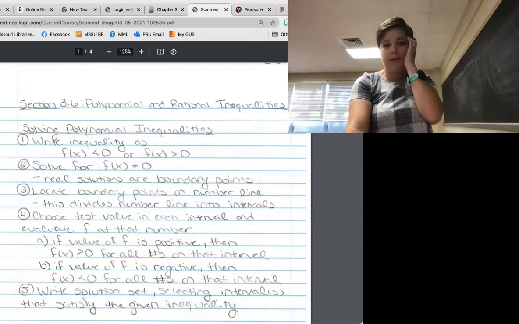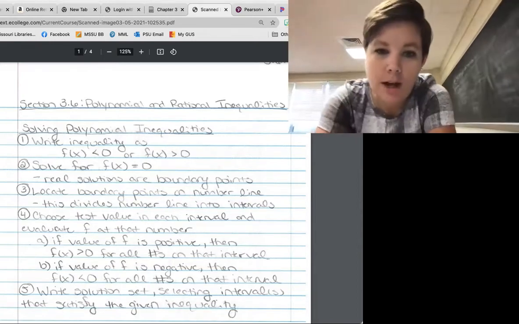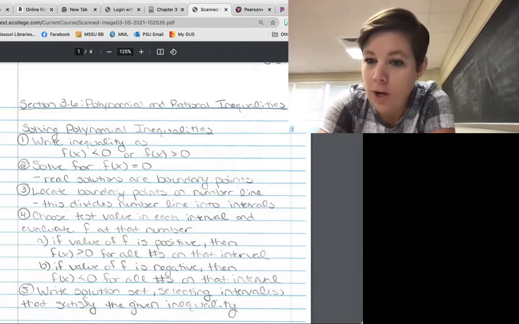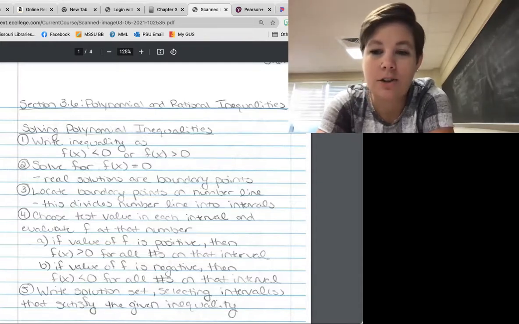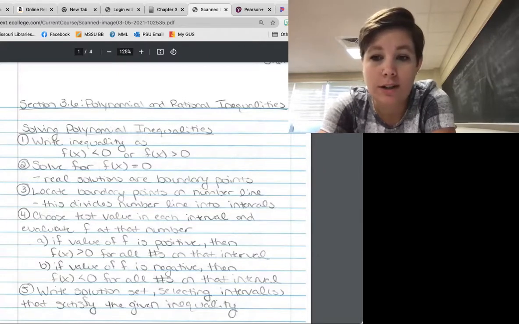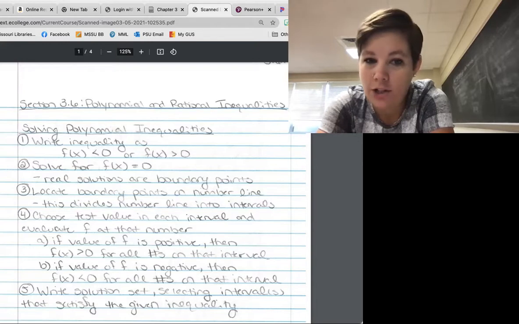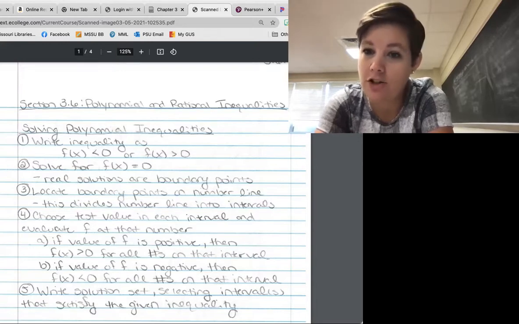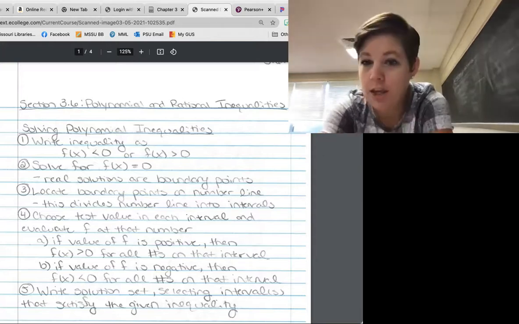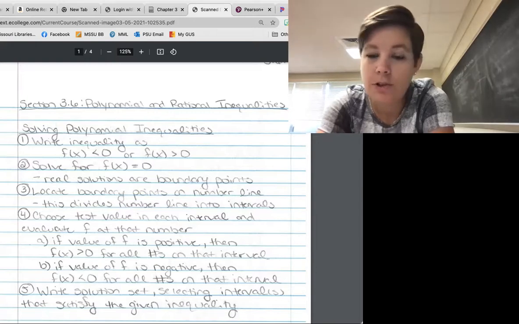So section 3.6 is the last section in chapter 3 that we are going to cover, and it's all about polynomial and rational inequalities. So a polynomial inequality is basically a polynomial equation, except without an equal sign. You're going to have a less than or equal to or a greater than or equal to symbol instead of an equal sign. A rational inequality is basically the same thing, only rational means fractions. And so you're going to have a fraction with a variable in the denominator. But the first ones we're going to do are the polynomial inequalities.